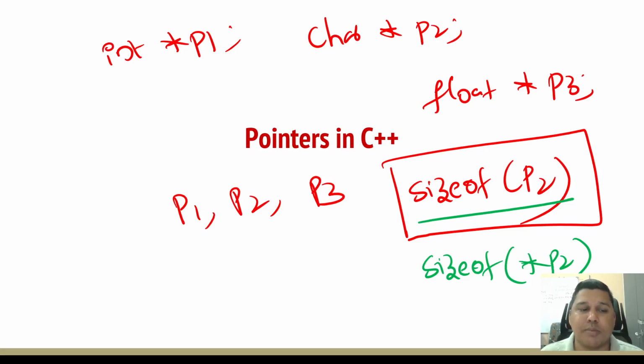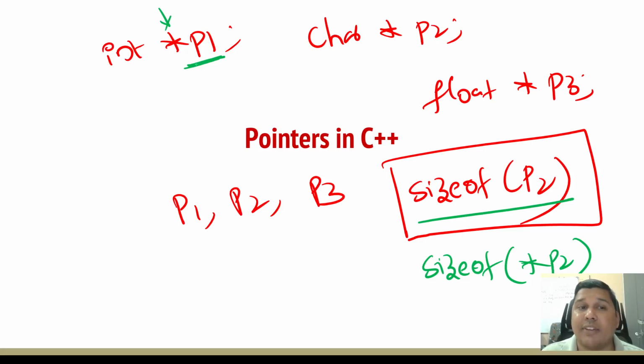Sizeof gives how much memory is allocated for that variable. So tell me the value of sizeof p2 and the output of sizeof star p2. See here, be very careful. Again, I'll repeat: p1 is a pointer variable. How am I saying that? Because there is a star symbol.